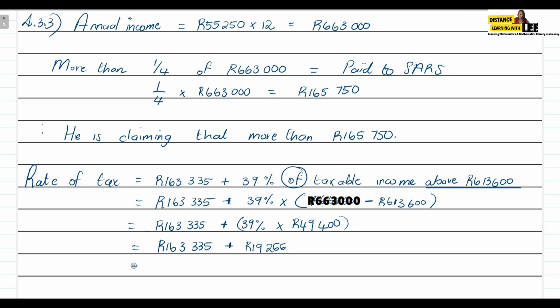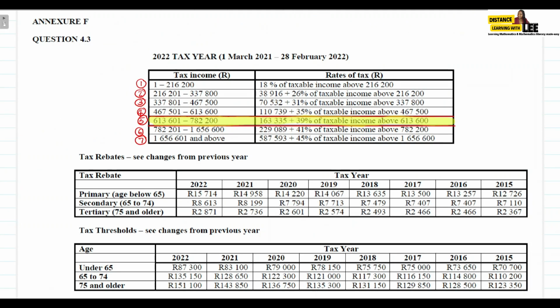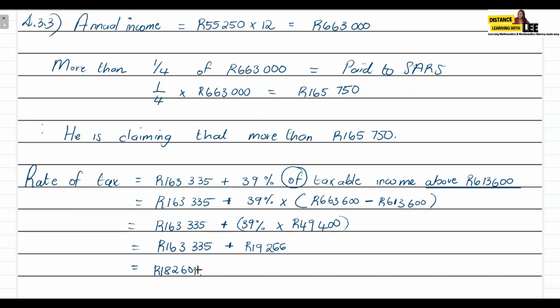Okay, so if you now punch that into your calculator, the rate of tax that Mr. Naidu will pay is going to be 182,601. However, we are not done. We still need to take into account the tax rebate. I already explained what a rebate is: an amount where SARS reduces the actual tax, depending on certain circumstances.